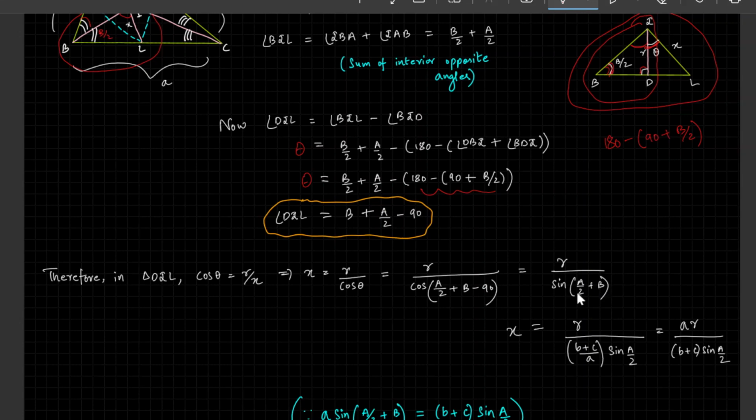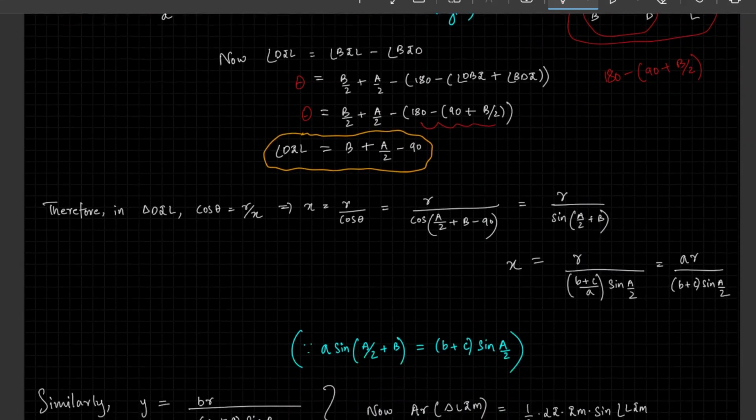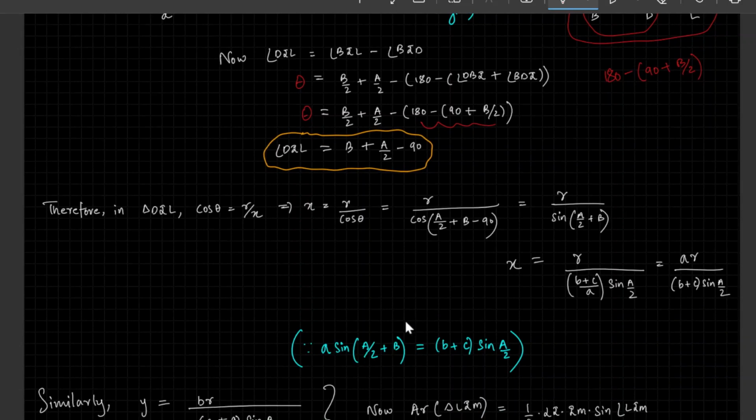And we know that this is actually equal to... See, from here, this is the direct formula that we have in solutions of triangles. That is, a over sine of (A/2 + B) is actually equal to (b + c) times sine of A/2. So substituting that, because we have only sine of (A/2 + B), we shall send this a to the right hand side. So this becomes (b + c) by a into sine A/2, and a goes to the numerator. So that becomes a divided by (b + c) sine A/2. So now we have actually got the value of x.